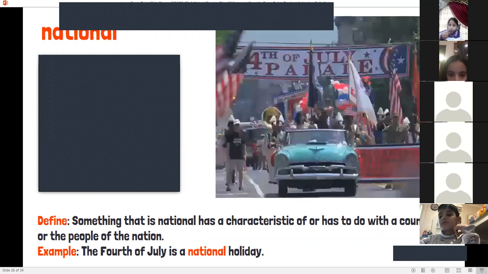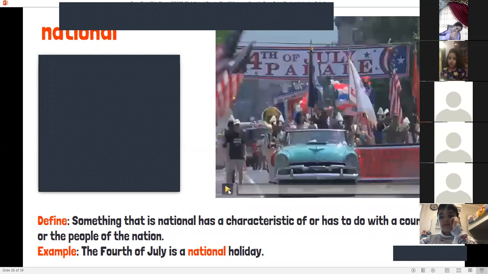Some holidays here in Lebanon, we sing the national anthem. It's in Arabic. I don't know if you know it, but this is the national anthem. We say national. Example: the 4th of July is a national holiday. It means it's only related to America, to the country of America. So national, you can say, means country. National means country. Let's watch this small clip.